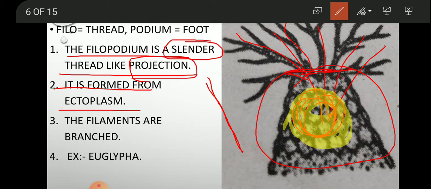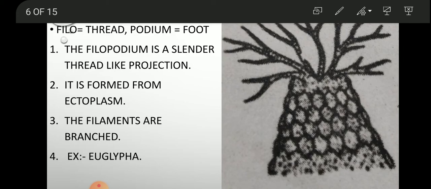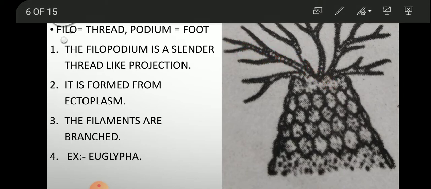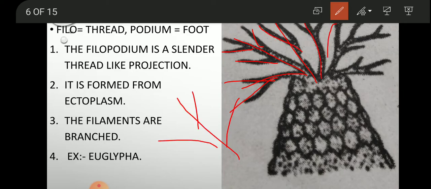Okay. So the branched filaments, they have the branched filaments. So you can see in here the filaments are branched. You see here they are not single, they have branches across them, like roots. Okay, they are branches like roots, like this, is it not?